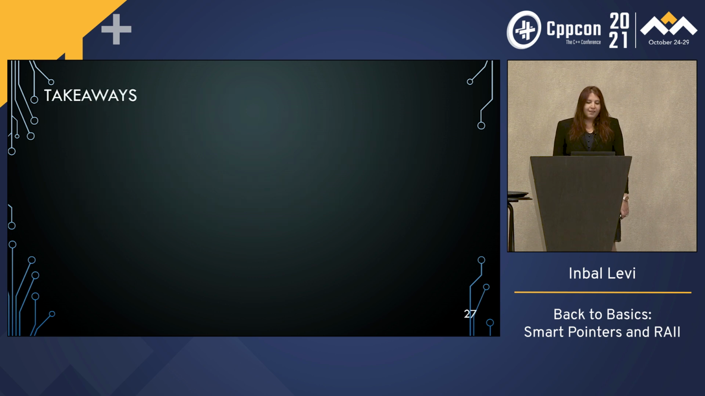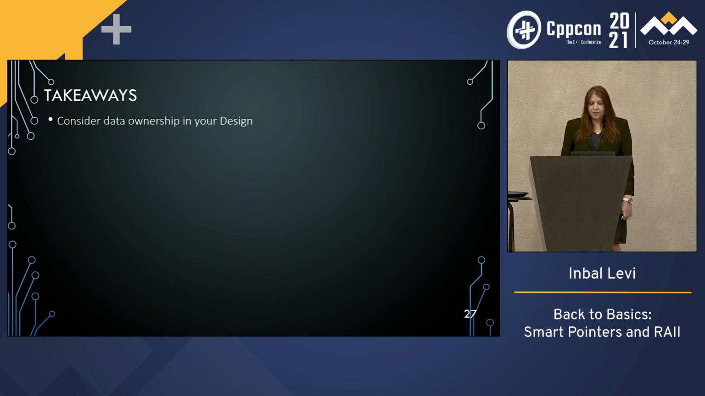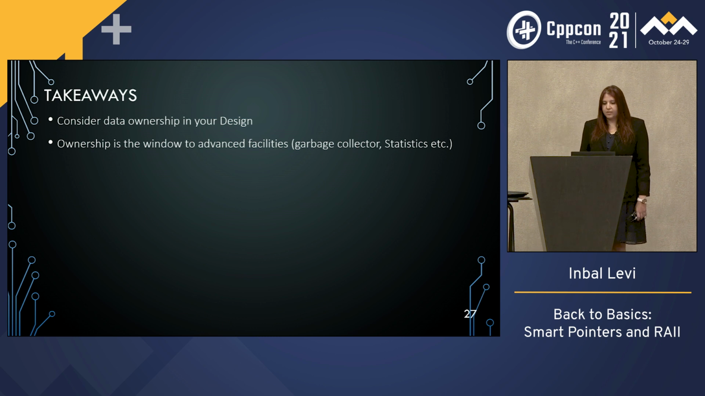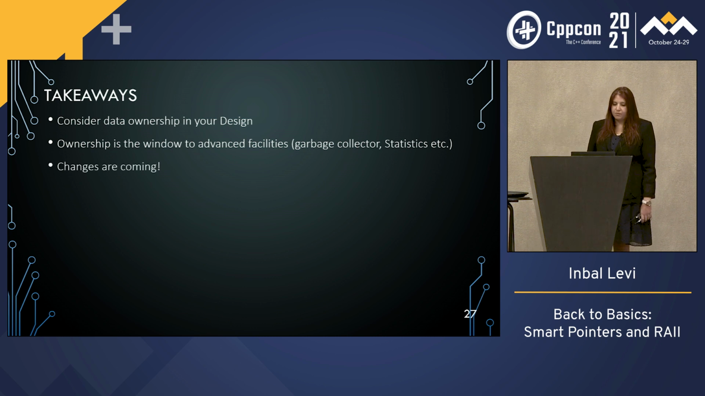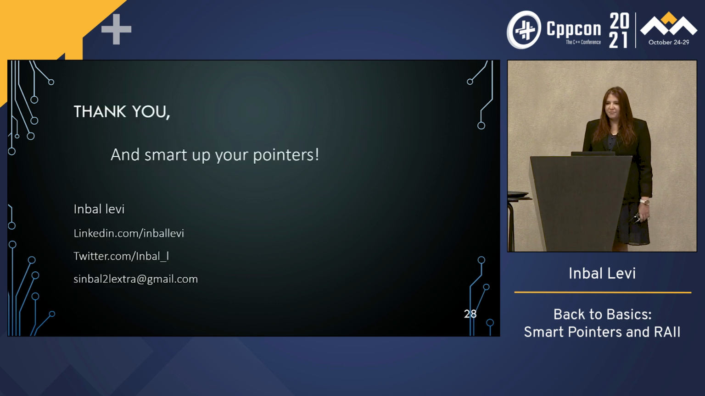Okay, so takeaways from this talk. Consider data ownership in your design. Ownership is a window to advanced facilities, as I mentioned: garbage collector, statistics. Sometimes you want to keep statistics on which objects you created during your program and for how long they lasted, etc. These are all things that you can do with ownership and with wrappers that represent ownership. And changes are coming. Thank you.